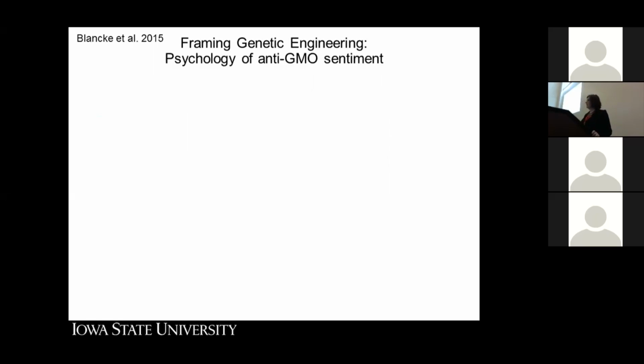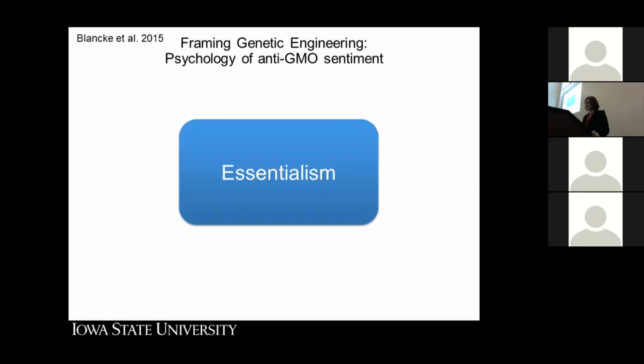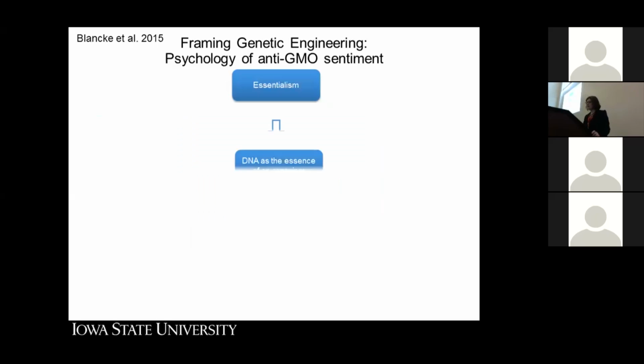There is a sentiment that is an anti-GMO sentiment. There is psychology behind it. People understand why people are anti-GMO, and it's called essentialism. What is essentialism? Here's an example. People think of the DNA as the essence of an organism. This is the core of where it comes from. It's its genetic code. If I'm going to put a fish gene into a tomato, I have breached species boundaries.